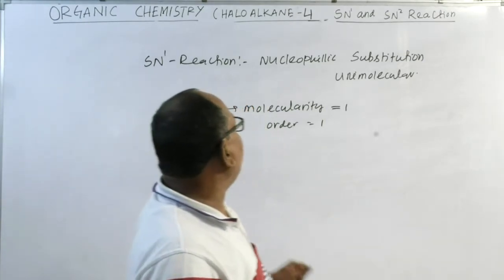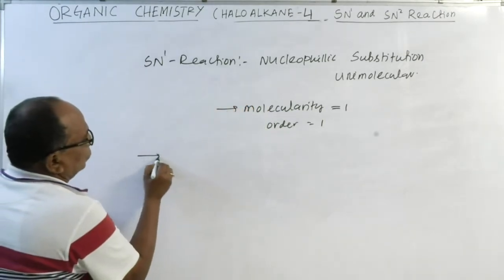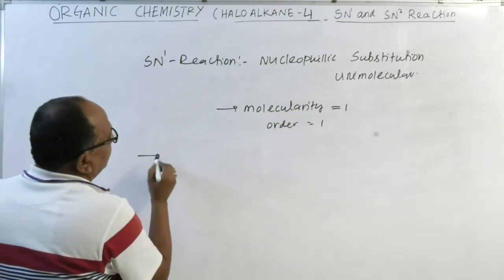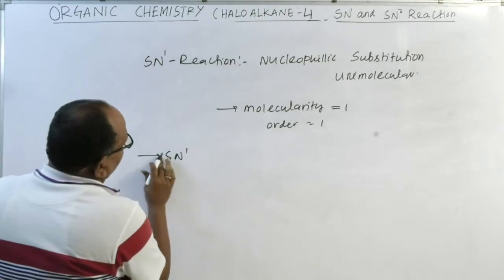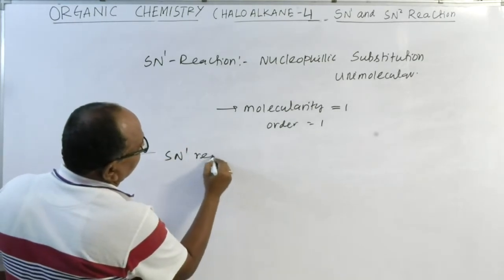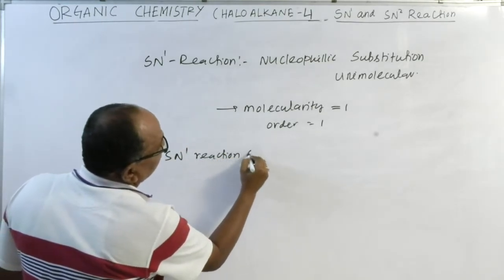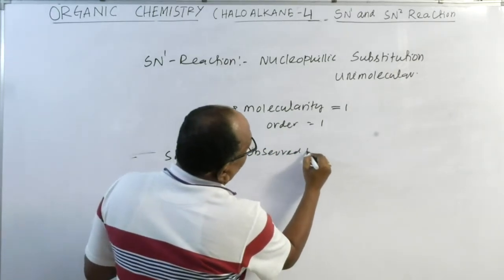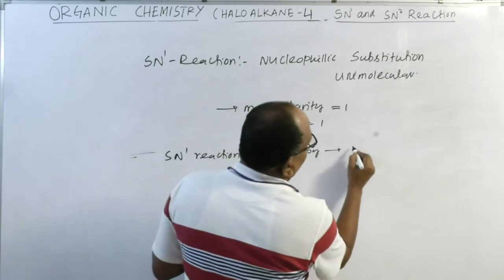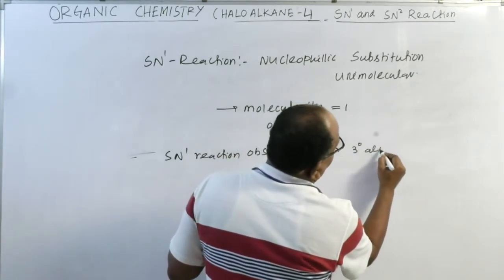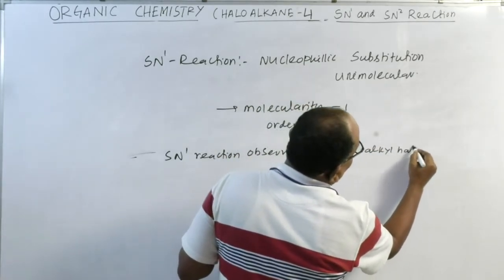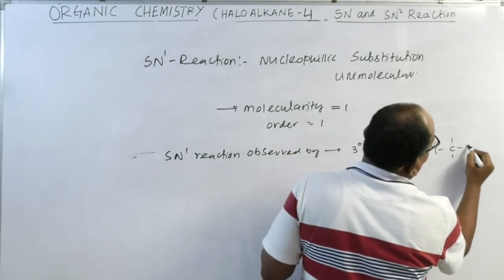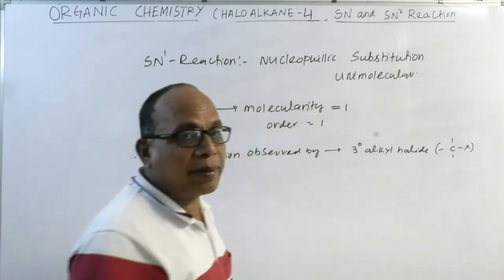And this type of substitution reaction, the SN1 reaction, is observed by tertiary alkyl halide, meaning the halogen atom bonded to a tertiary carbon atom.